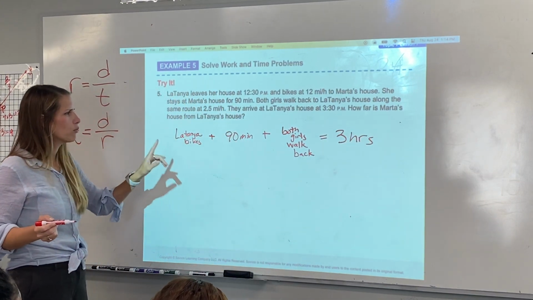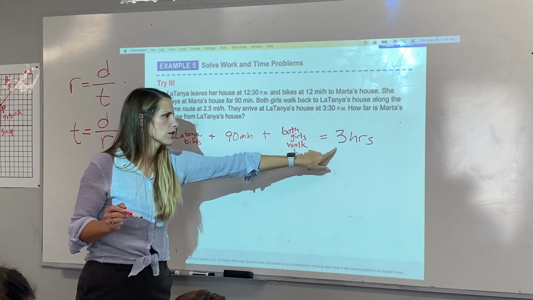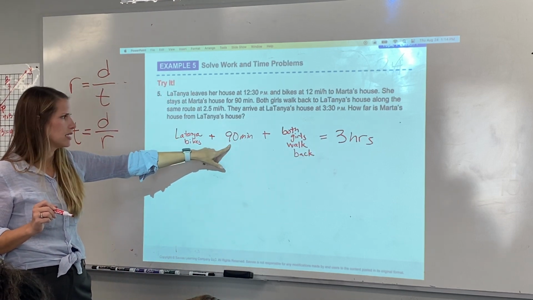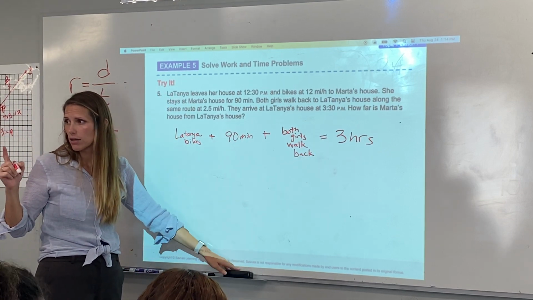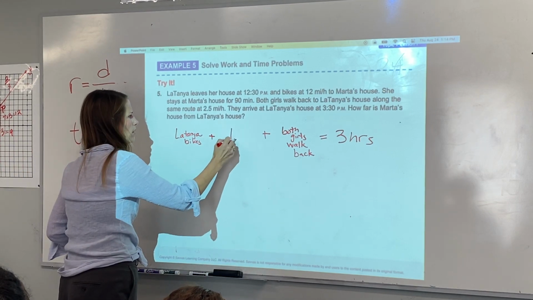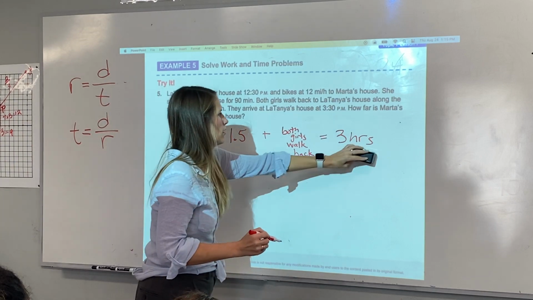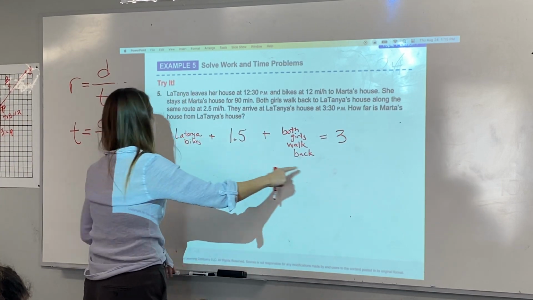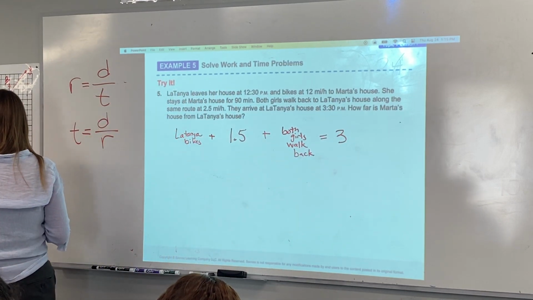Now, I will say, we're dealing with time in minutes here and hours here. Why don't we convert this 90 minutes to an hour and a half? Good, 1.5 hours. So we have 1.5 hours and 3 hours.